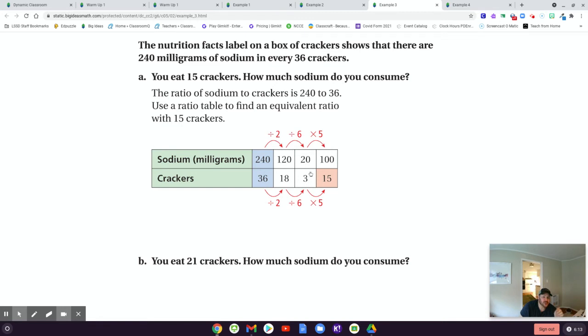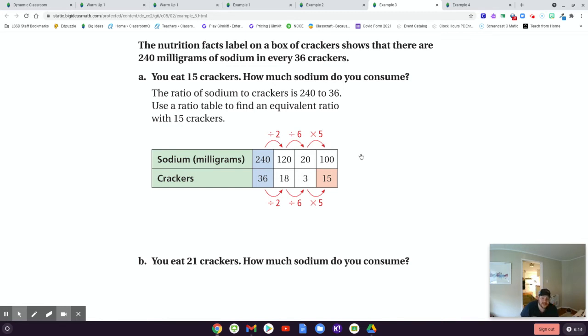Okay, now from this 20 to 3, you can take that 3 crackers, this 20 milligrams of sodium, and apply that to 15 crackers, which is what you're trying to solve here. So you do 3 times 5 to get 15, so you do 20 times 5, which is 100. All right, now that we've had this one, it should make this second question a little easier. So now that you know all that, you eat 21 crackers. How much sodium do you consume?